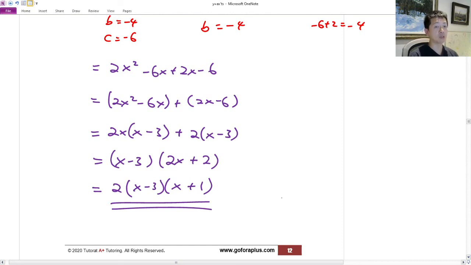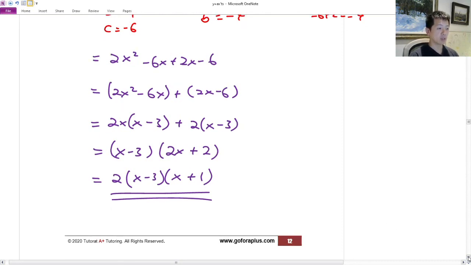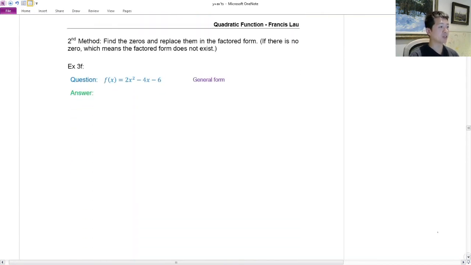So as what we found before, right? Because this is the same example. Now the second method is to find the 0s and replace them in the factor form. So how do we find the 0s from the general form? So again, I have to identify my a, b, and c. My a is 2, b is minus 4, c is minus 6. Now to find the 0s, I'm going to use the quadratic formula.